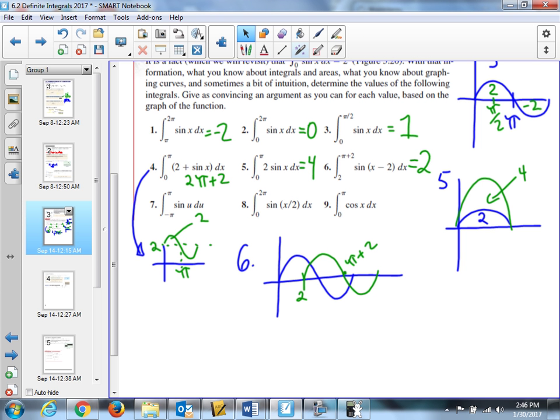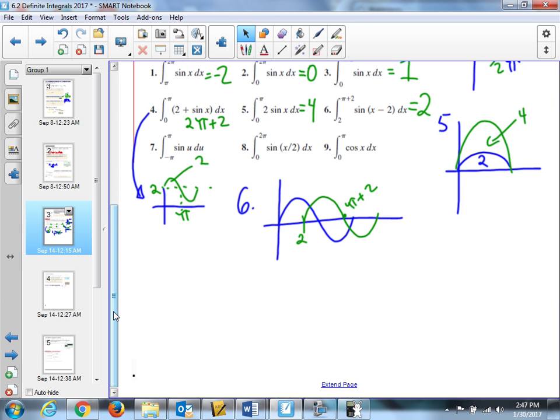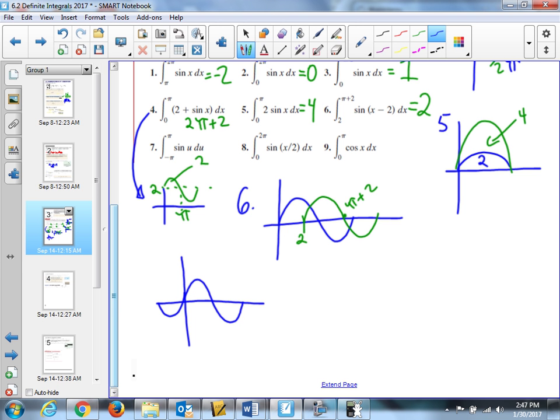This is where those translations and stuff come in here. Sine of u du. Look at number 7. They changed the variable from x to u. That shouldn't matter. But negative pi to positive pi. What does that look like? And it's different if it was cosines and stuff like this. But normally we look at this half. But if we kept going this way, isn't this where negative pi would be? This is positive pi. So 2 plus negative 2? Under the axis, over the axis, right? So it should zero out. We're talking about this area.